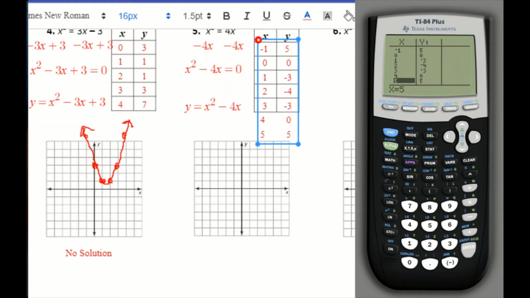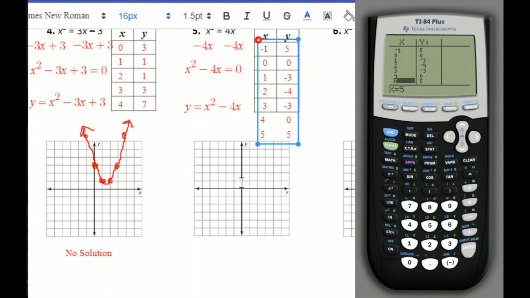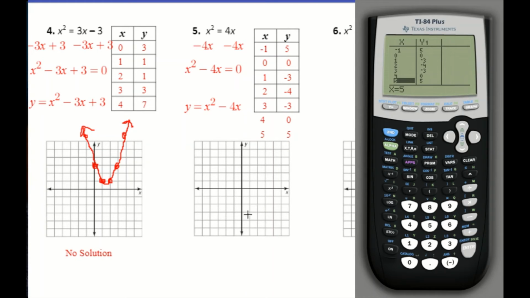Like I said, the more points you can fit, the better. So if you go a little past what's actually on here, as long as the points fit on here, then you'll be fine. So let's see, we've got -1, 5. So it's going to be right here. 0, 0 is the origin.